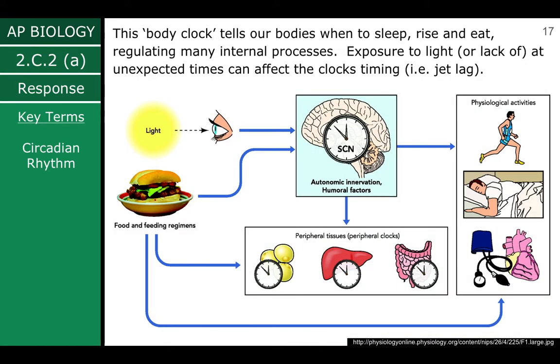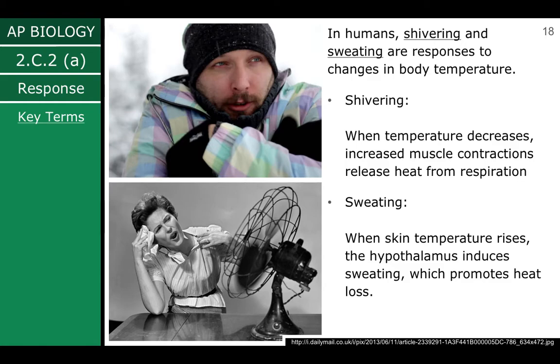The body clock tells our bodies when to sleep, rise, and eat, regulating many internal processes. Exposure to light or lack of it at unexpected times can affect the clock's timing. That's why we have jet lag. And for anyone that's woken up on your own, or you wake up right before your alarm clock goes off, that's part of your circadian rhythm. We talked about this in the last video as well, but we also shiver and sweat due to changes in temperature.